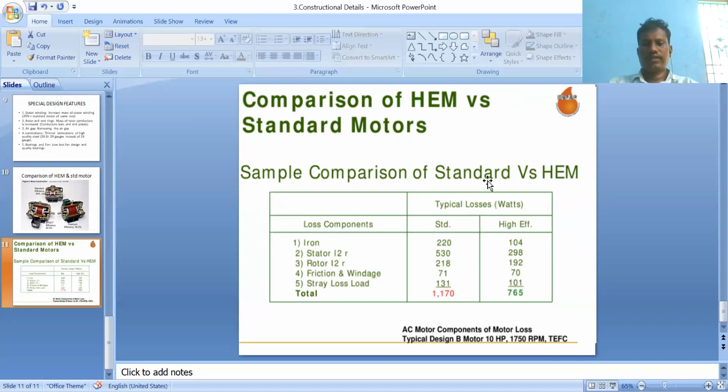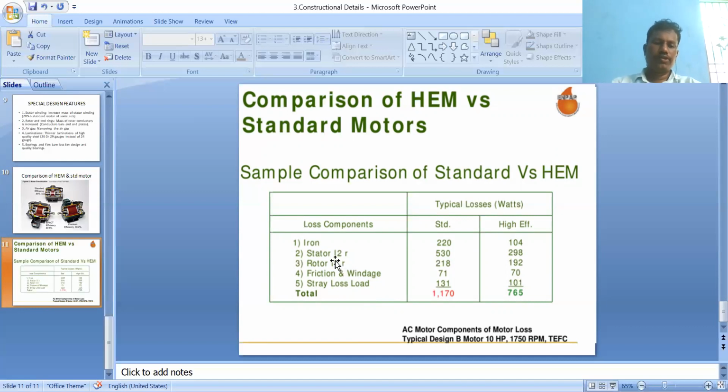Now a sample comparison of standard versus high efficiency motors. Iron losses are 220 in the standard motor and 104 in the high efficiency motor. Stator copper loss is 530 in standard and 298 watts in high efficiency. Rotor copper loss is 218 in standard and 192 in high efficiency. Friction and windage losses are 71 in standard and 70 in high efficiency. Stray load losses are 131 in standard and 101 in high efficiency. So by using a high efficiency motor, the losses are much less compared to standard, which is why high efficiency motors are used in most industries.